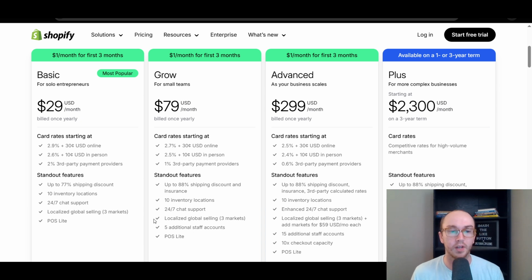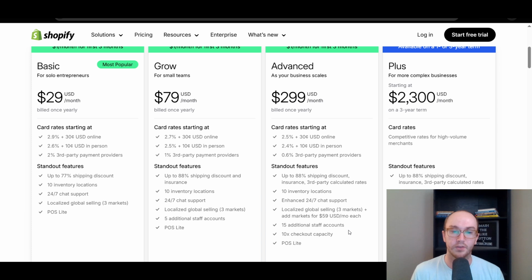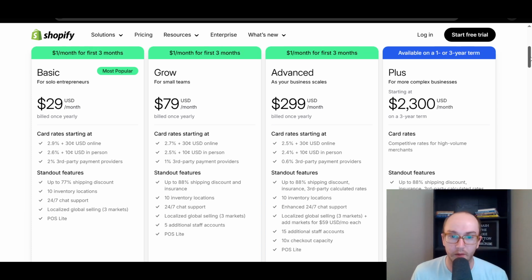And that's really one of the other biggest differences here, is the staff accounts. And if you even need more than 5, then you might need to go to the advanced plan, which can carry up to 15 additional staff accounts. So you do get a lot more staff accounts with the advanced plan. That's where it would maybe make sense for you in that case. Or if you also, again, going back to saving money on credit card processing, it can also be a little bit cheaper on the advanced plan if it makes sense for you to pay that $299 a month.